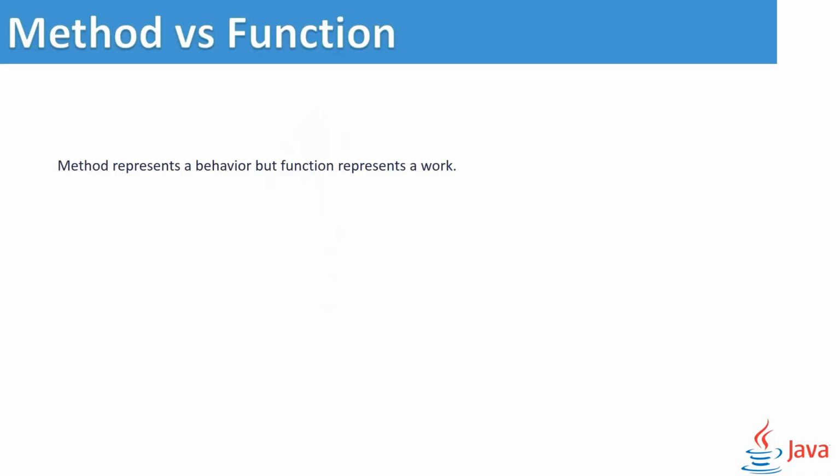Like salary is paid by a company. Money is deposited by an account holder. Here, paying salary is a work, but it is done by the company. That means there is a relation between salary paid and company. Similarly, depositing money is a task, but it is done by the account holder. So here we can also see the relation between money deposited and account holder.